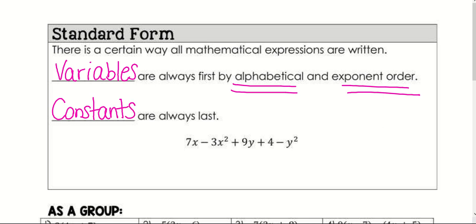So looking at our variables here, we're putting them in exponential order, which means that they are going down, they are decreasing. Alphabetical order, I think we know that's A to Z. So I'm starting with this negative 3x squared because we want our exponents to decrease. Squared is larger, and alphabetically it comes before y. Next we have our 7x, again it's positive. And now we have our y terms.